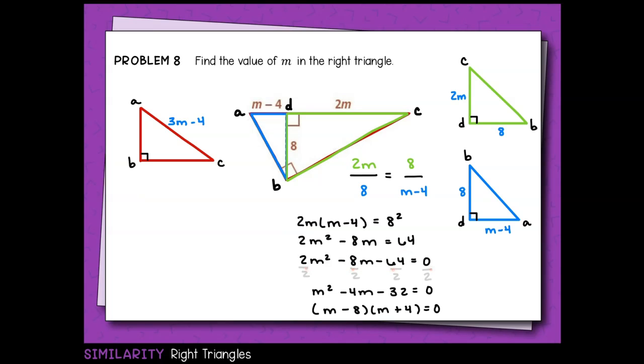I have a common factor of 2 in every term in the equation. Divide everything by 2, and this simplifies things a little bit for us. I've got m squared minus 4m minus 32 equals 0. I'm going to use a factoring approach to solve this quadratic.